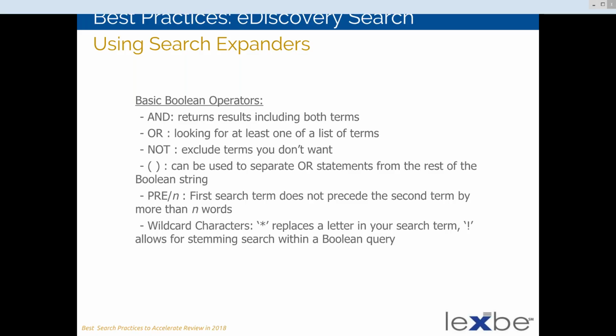This /pre/n operator basically will allow you to search for terms that don't precede the second term by more than a variable number of words. So recently I had a client who was doing a privilege review, and one of the attorneys in their firm had the last name of Murphy. We type in the word Murphy, and it's a common name, but it's not as common as Smith or Johnson. And so we thought that maybe Murphy would return results only regarding this particular attorney's emails.